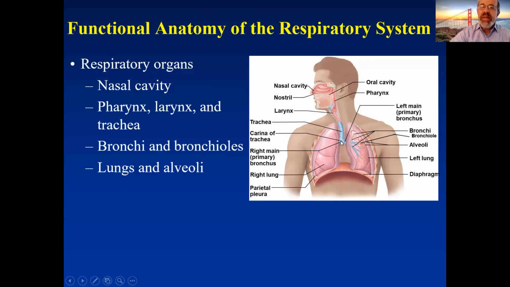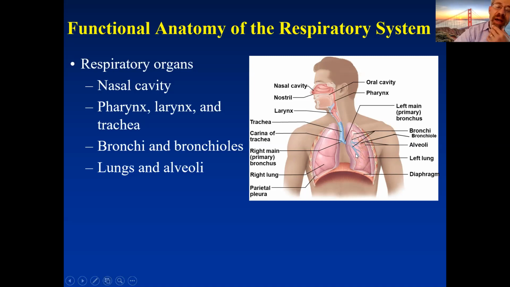And from the trachea, air then passes into the bronchi, which are these small branches, and finally into the bronchioles. Then eventually within the lungs, we have little structures called alveoli. It's really in the smaller bronchioles and in the alveoli where the actual process of gas exchange occurs. When I say gas exchange, I'm referring to moving oxygen into the blood and moving CO2 from the blood into the lungs.